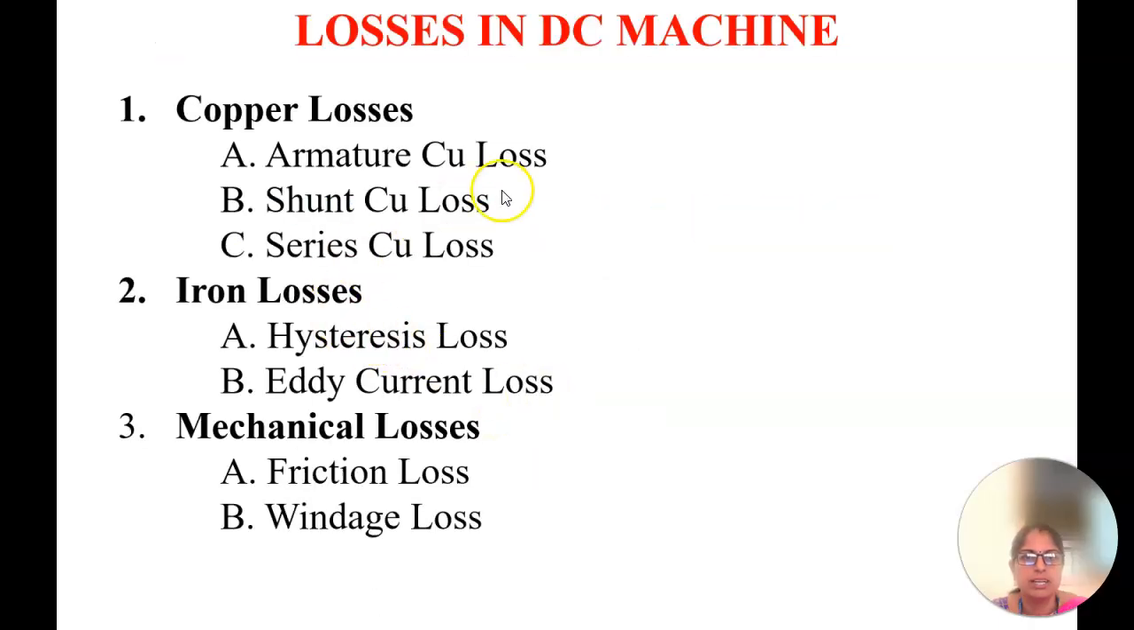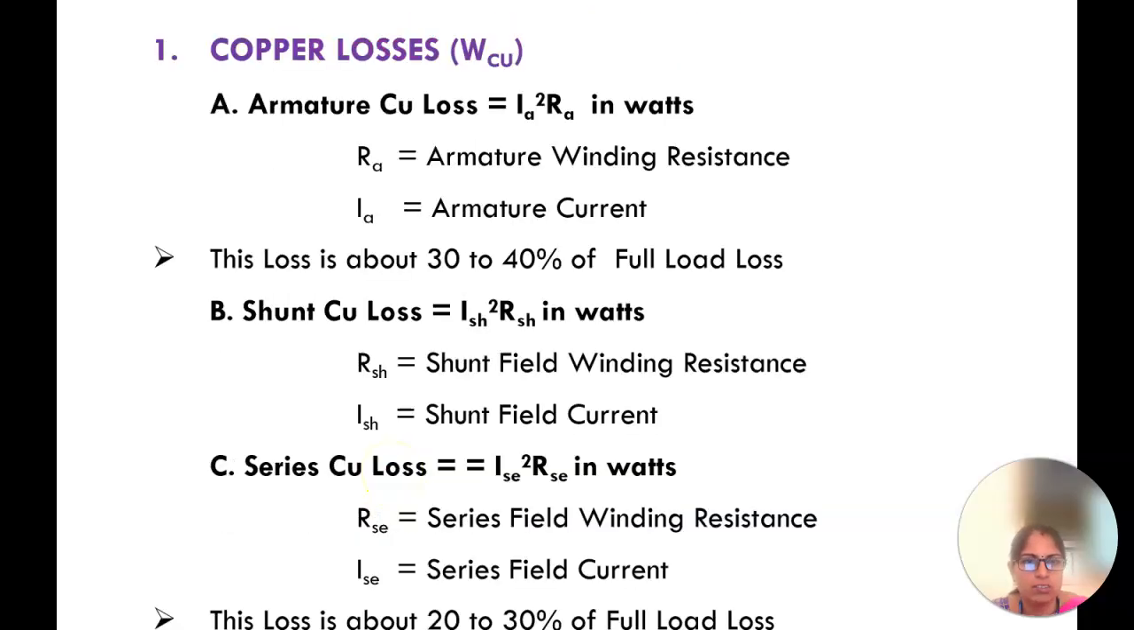The losses in a DC machine are classified into three. First one is copper loss, second one is iron loss, and third one is mechanical loss. The copper loss is again classified into armature copper loss, shunt copper loss, and series copper loss. And iron loss is again classified into hysteresis loss and eddy current loss. And the friction and windage losses are the types of mechanical losses.